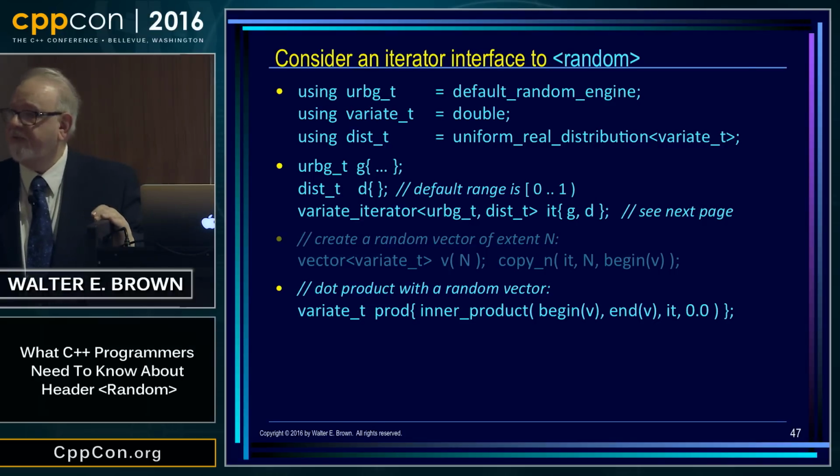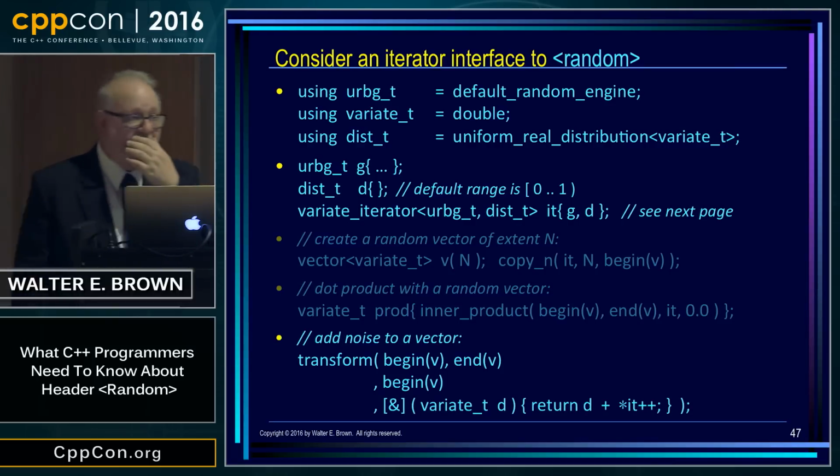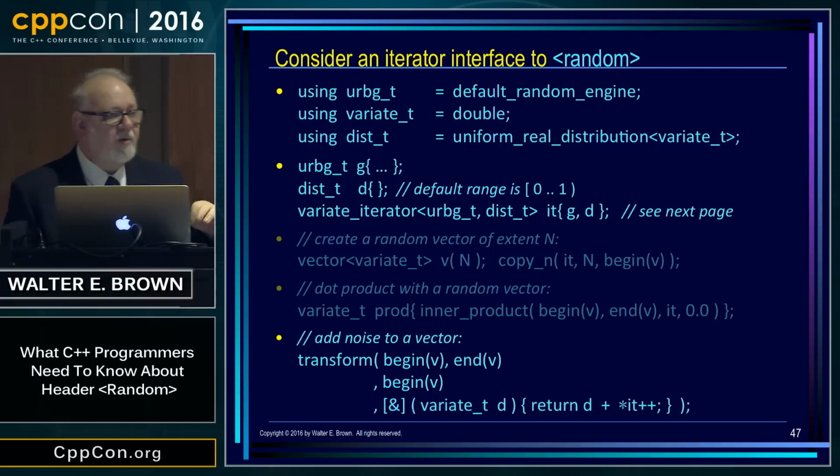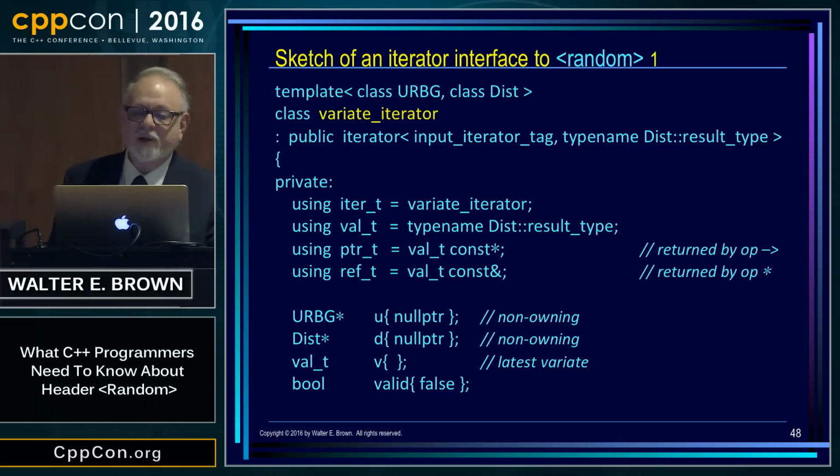If you have an iterator interface, an engineer friend of mine says, well, I want to simulate noise, so I want to adjust my values with some random values. Okay, done. One line of code. If you're interested, I encourage you, again, download the slides and look at this more carefully.